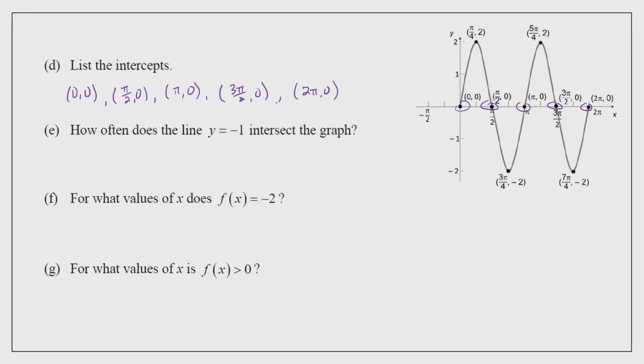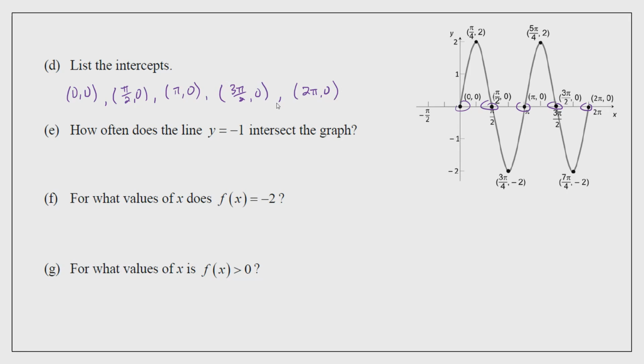Now the y-intercepts. Well, the only point that I see on the y-axis is the point (0, 0). So (0, 0) is going to represent an x-intercept and a y-intercept. So we have all of our intercepts for our function.